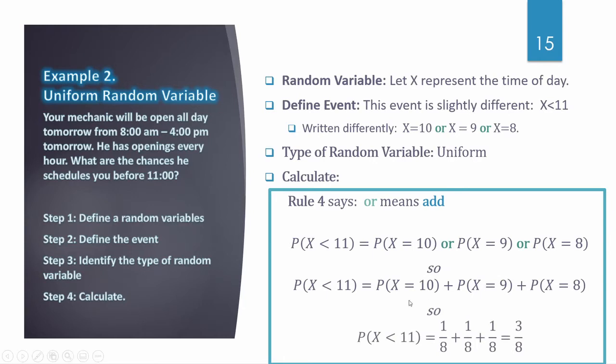And as we've just determined, the probability that any one of the time slots is taken is 1/8. So I'm just going to add 1/8 plus 1/8 plus 1/8, and I'm going to get 3/8. There's a 3 in 8 chance that I end up with an appointment before 11.